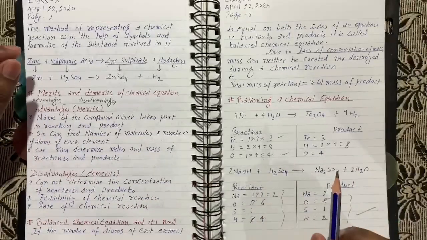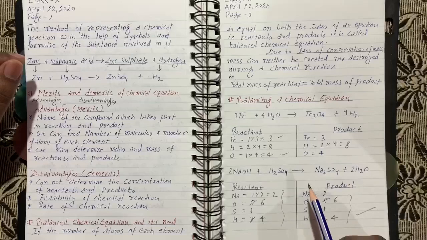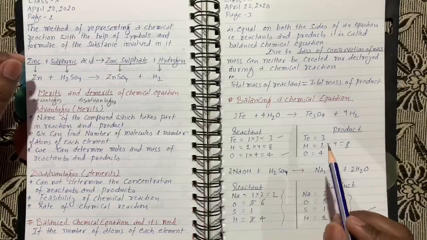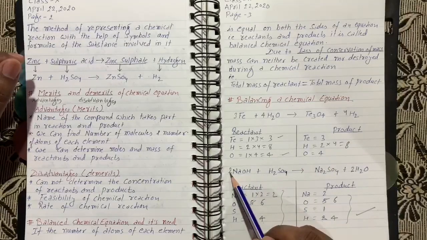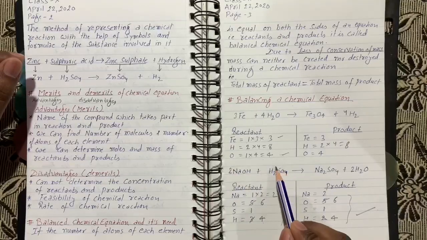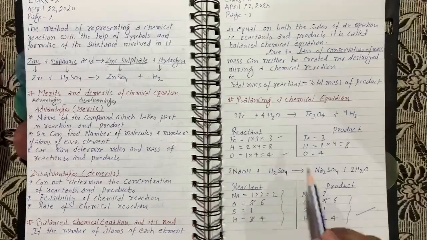So I told you, once again I'm going to tell you, whenever you want to balance a chemical equation, you can only change the number of molecules, but you cannot change the formula of the given substance. I hope you have understood.